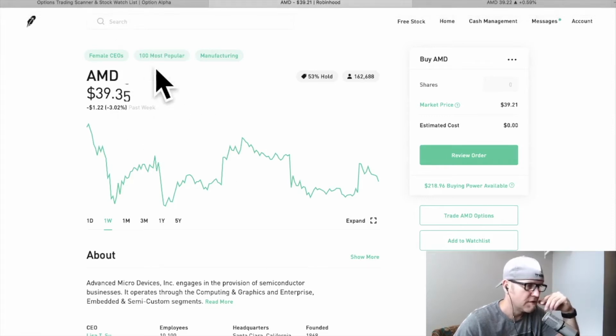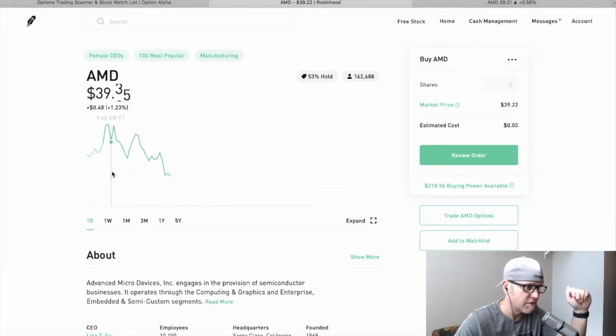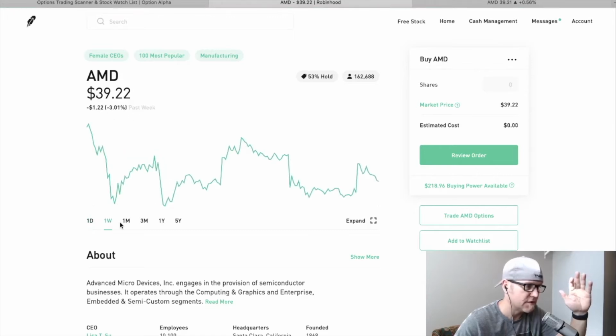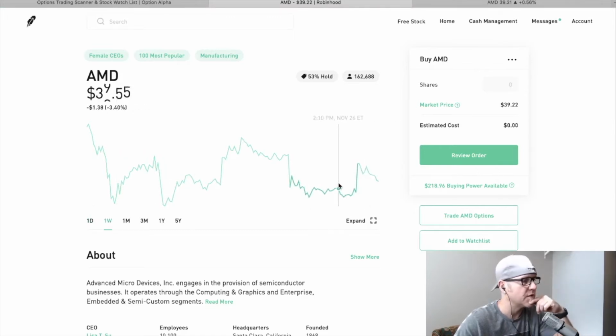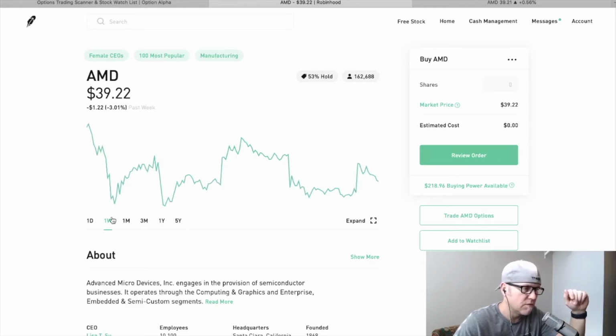There it is. So I want to buy a share of AMD. Okay, but it started the day at 40. Yeah, close to 40. But anyway, it looks like it's in a downtrend. It's not important, the price isn't important. But so we want to buy a share.